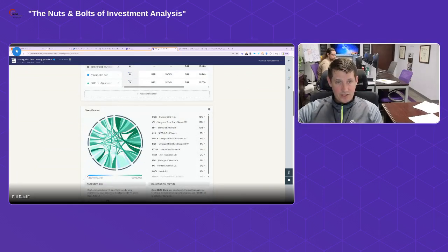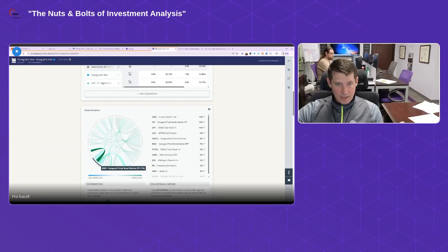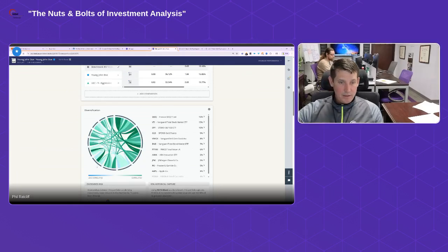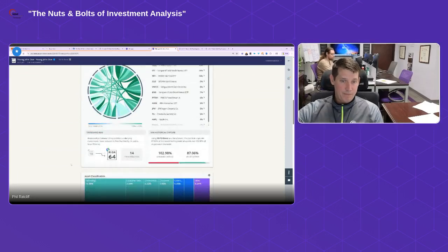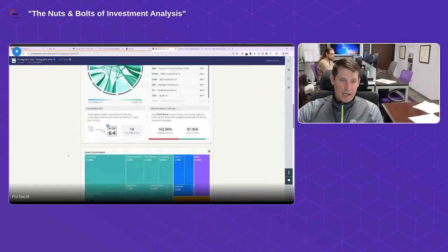So whenever it's dark green, that means that they're going to move up and down kind of at the same time. Whenever it's blue, it means it's low, which kind of makes sense. So you can see the bond one, you see all the little blue lines going out to multiple different ones, is lower correlated to lots of different things in there. So that's a good choice if you're trying to get some diversification and protection inside of there.